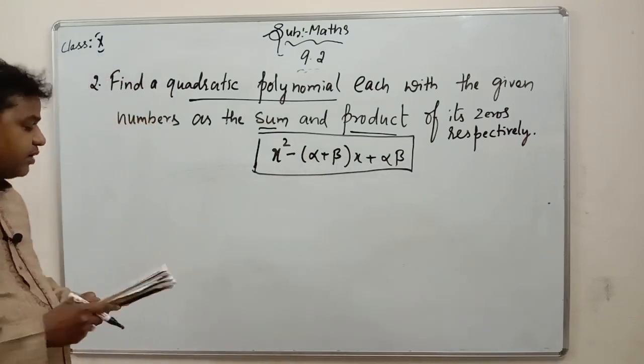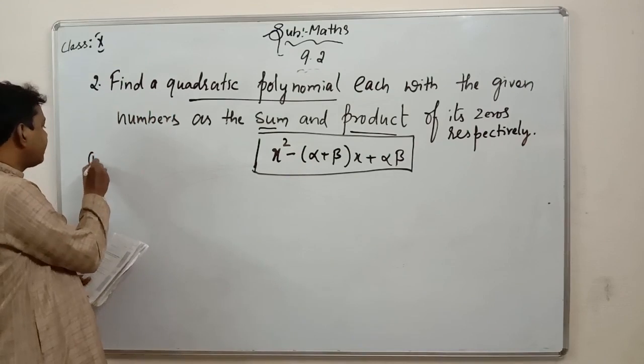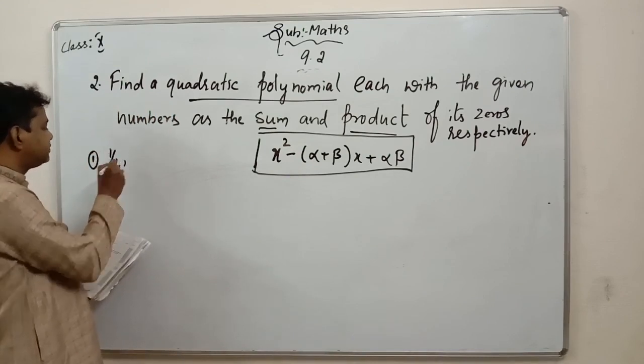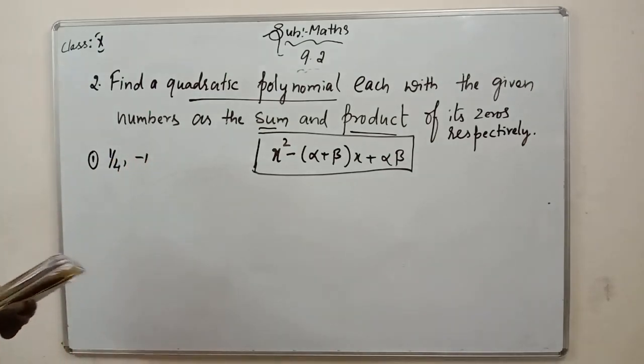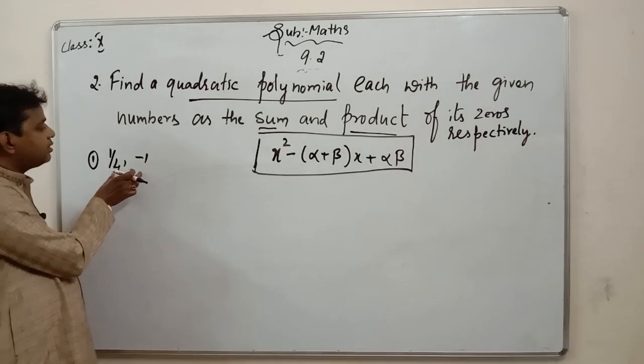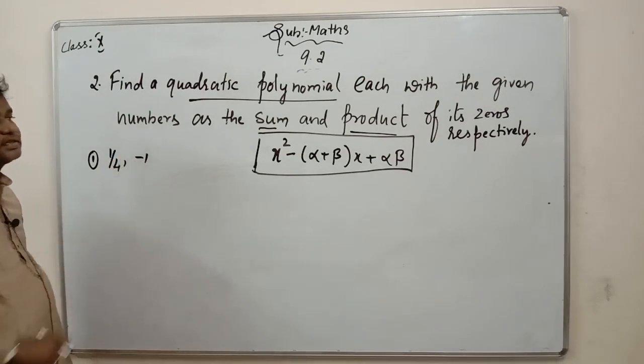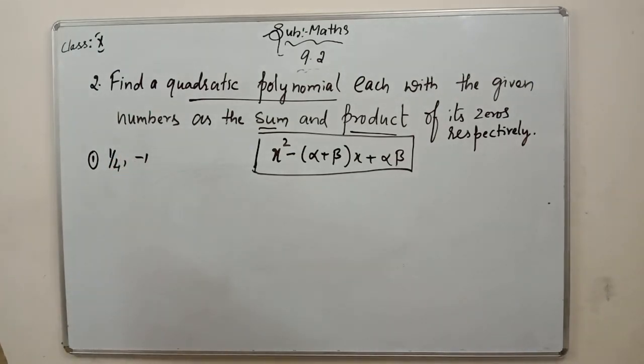Let us see the first one. What is given in the first one? He has given 1 by 4 and he has mentioned minus 1. So how will we do this one then? These are the sum and product of the zeros. He has given two numbers and is asking us to find the polynomial. Write it down.